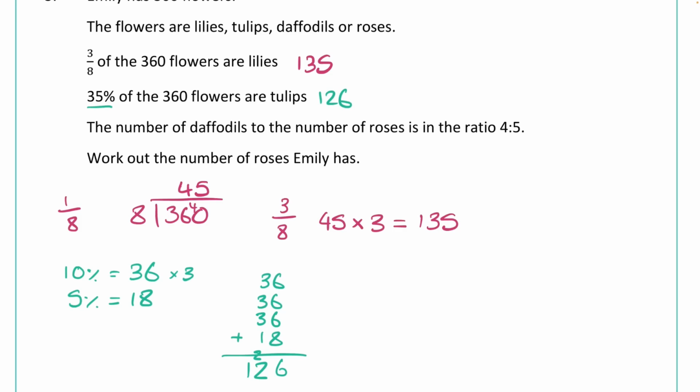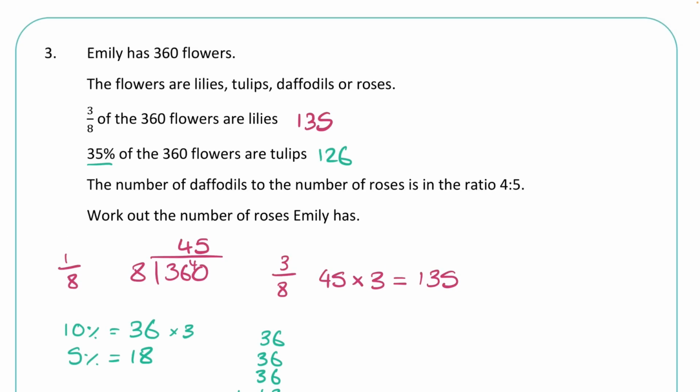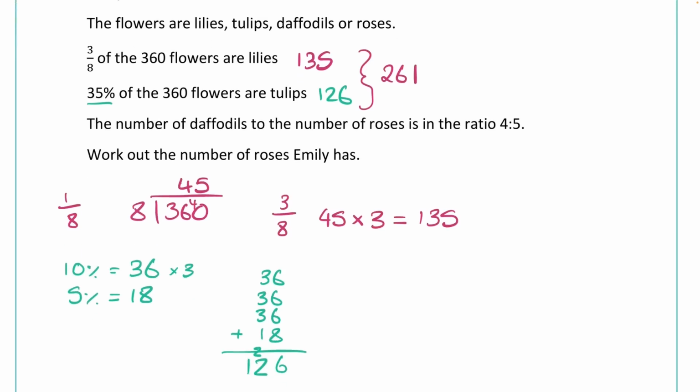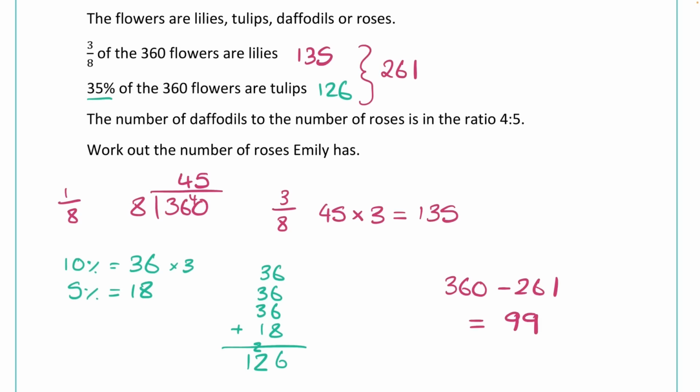The remaining flowers are in the ratio 4 to 5, but I need to figure out what this is as a total first. If we add those together, that's 261. So if we figure out how many flowers are left over, we have 360 take away 261. We could use column subtraction for that, but I think it's relatively nice there that there's 99 left over, and they are in the ratio 4 to 5.